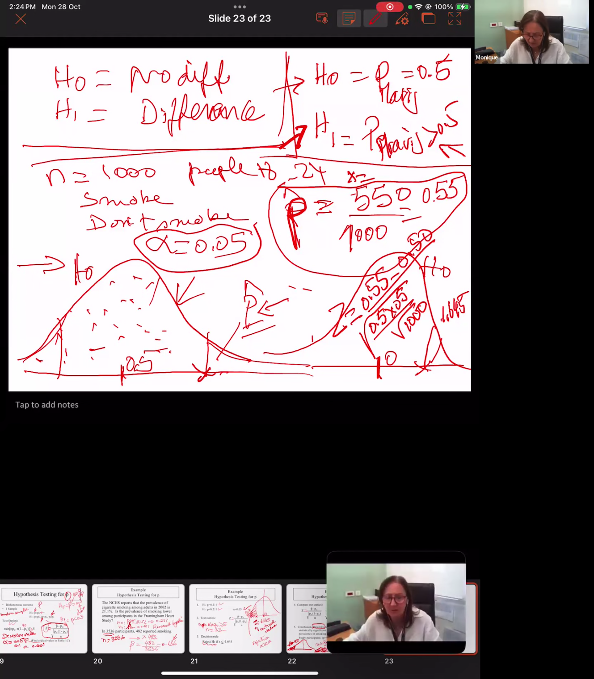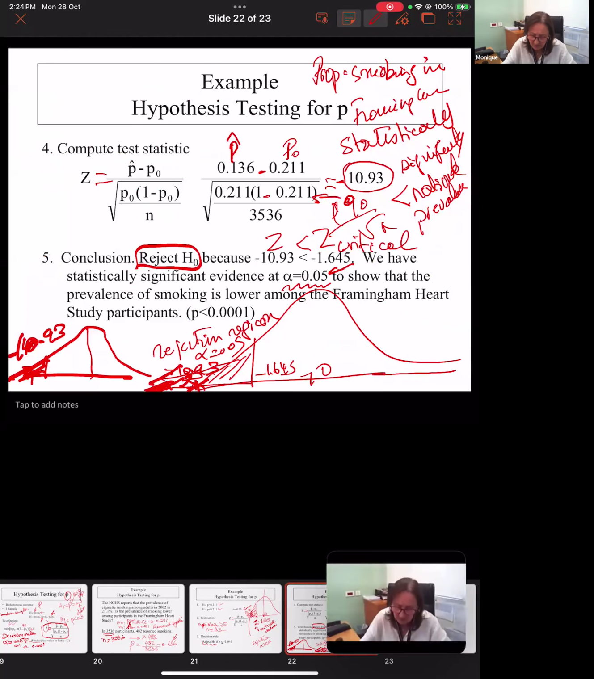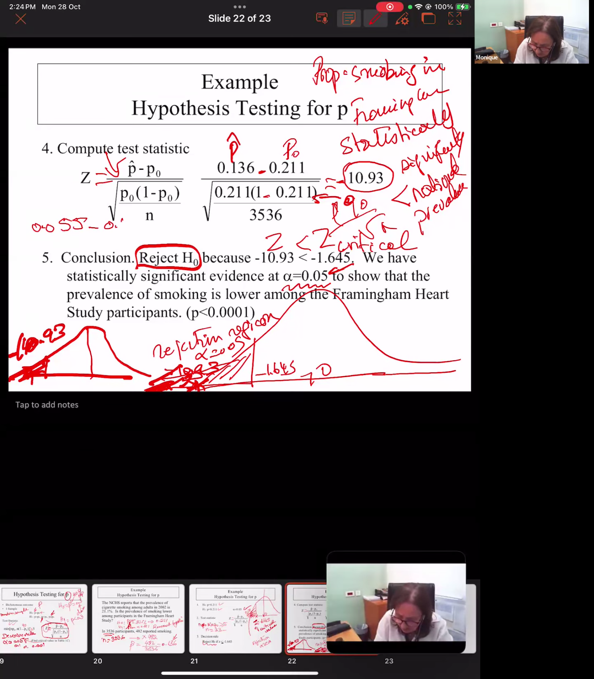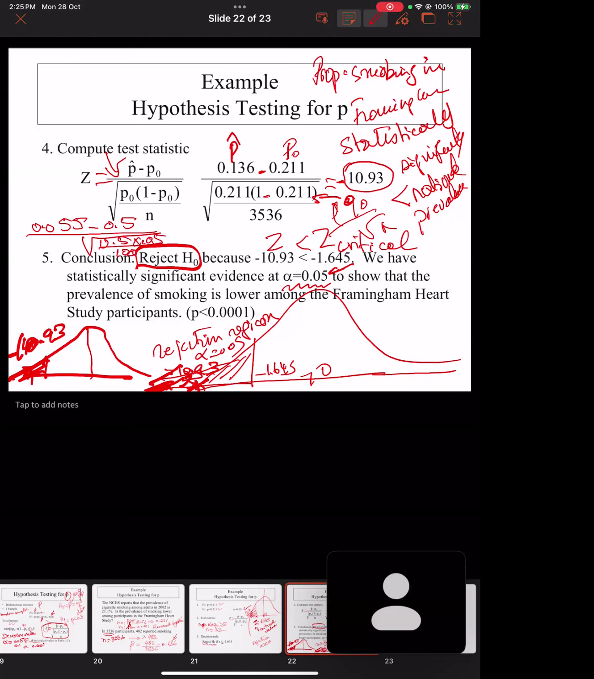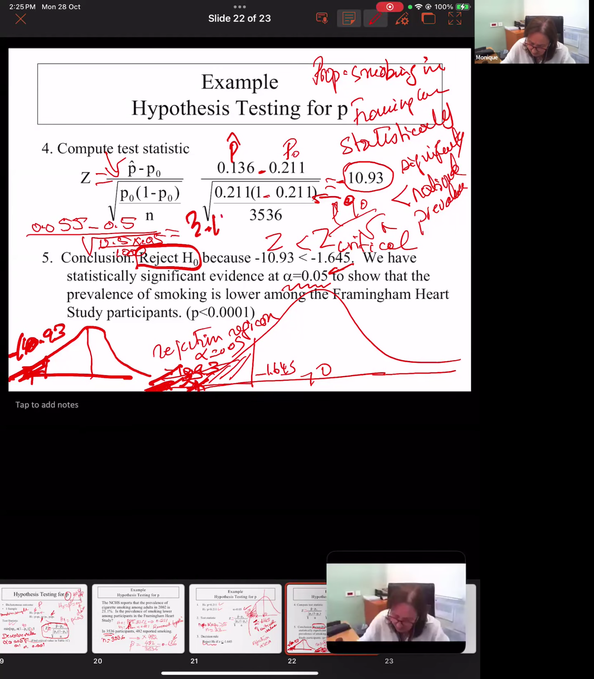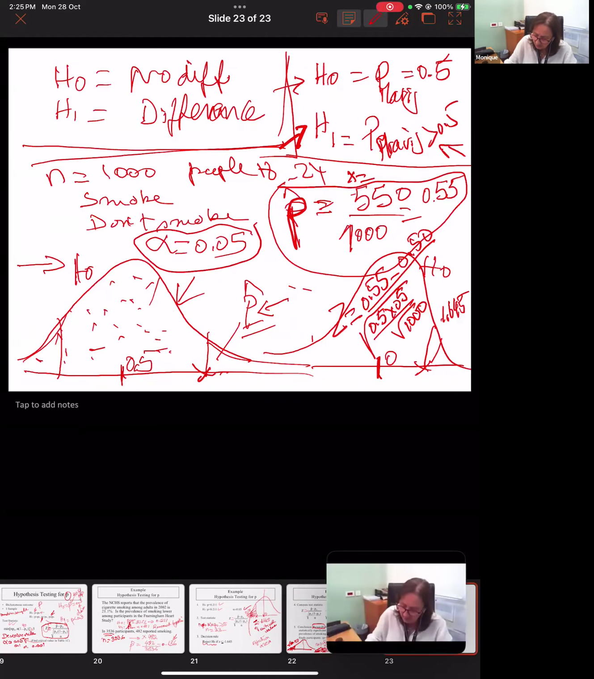Let me show you. Here is the formula. It's easier to do it here. So this is 0.55 minus 0.5, which is P minus P0, over the standard error of P, the square root of 0.5 times 0.5 over 1,000. So how much is it? 3.16. Okay, so let's go back to where it is.